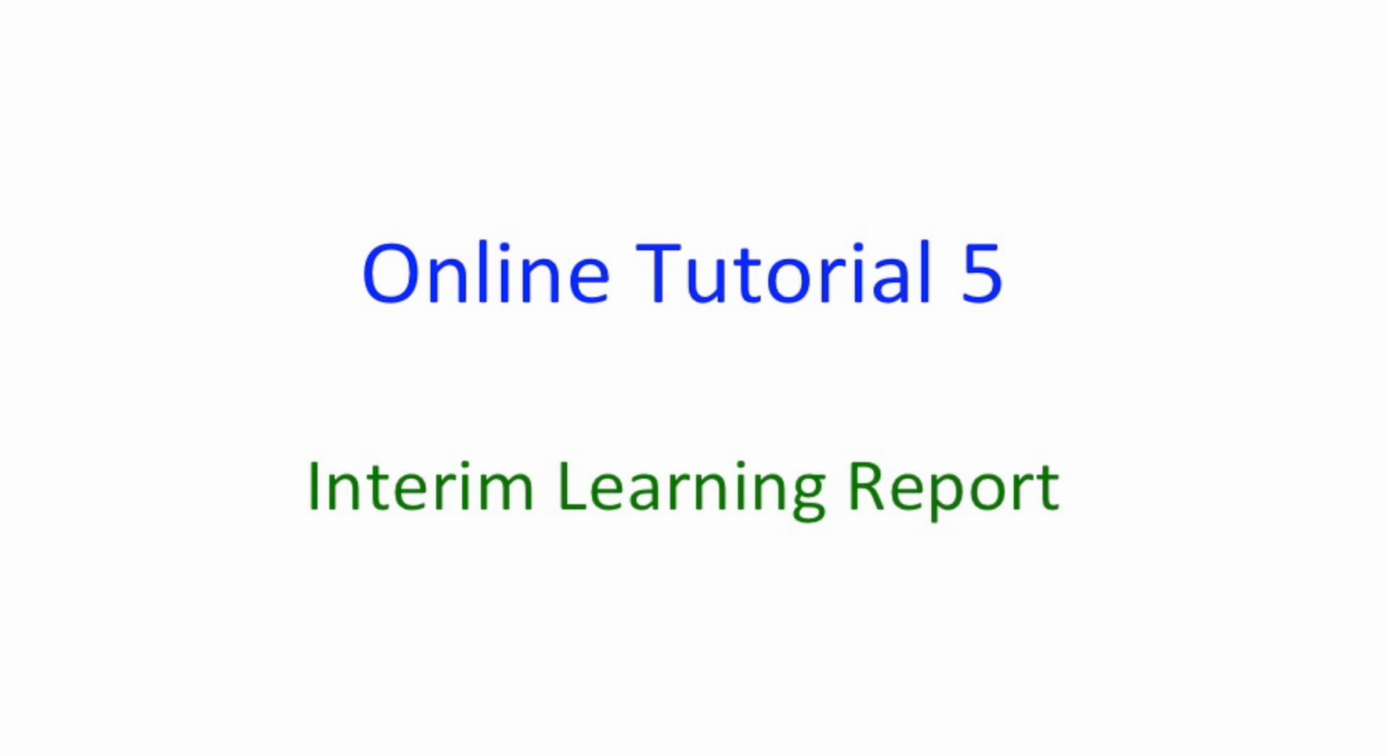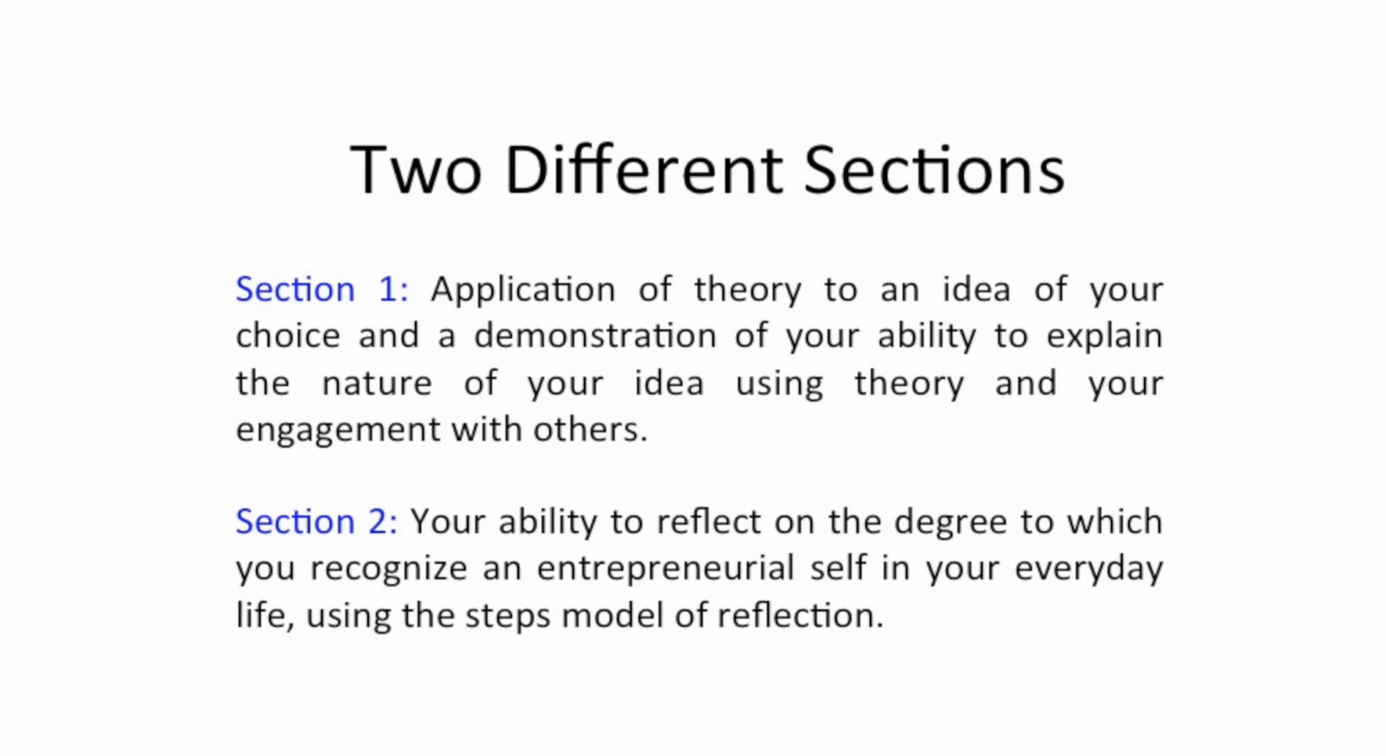To start with, it's very important to understand that there are two very distinct sections in the Interim Learning Report. First, there's your ability to apply theory to an idea of your choice and your ability to demonstrate and explain the nature of your idea using theory and your engagement with others. Secondly, your ability to reflect on the degree to which you recognize an entrepreneurial self in your everyday life requires you to use the STEPS model of reflection. And you can find the full tutorial on using that model in the online tutorial section of Blackboard.